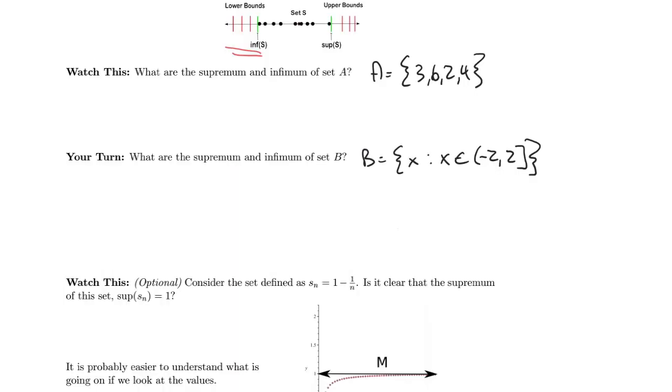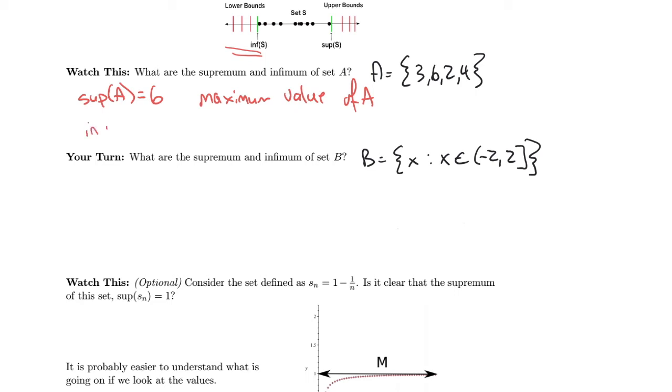So what are the supremum and infimum of set A? The supremum of A, what is that going to be here? Well, the largest value of set A is 6. And so as a result, we can say that the supremum of set A is going to be 6. It's not the only upper bound, I could have used 7, 8, 10, a million, but 6 is also part of the set. It's the largest value, so this is the maximum value of A.